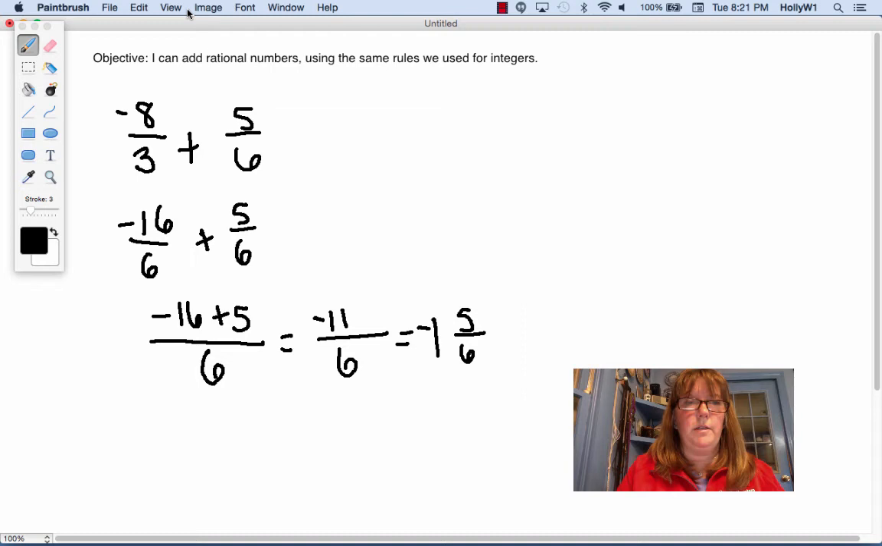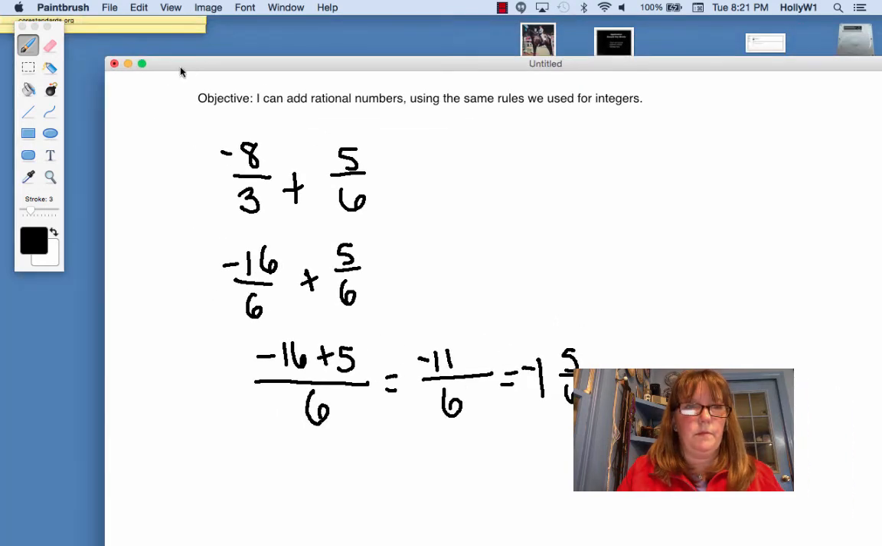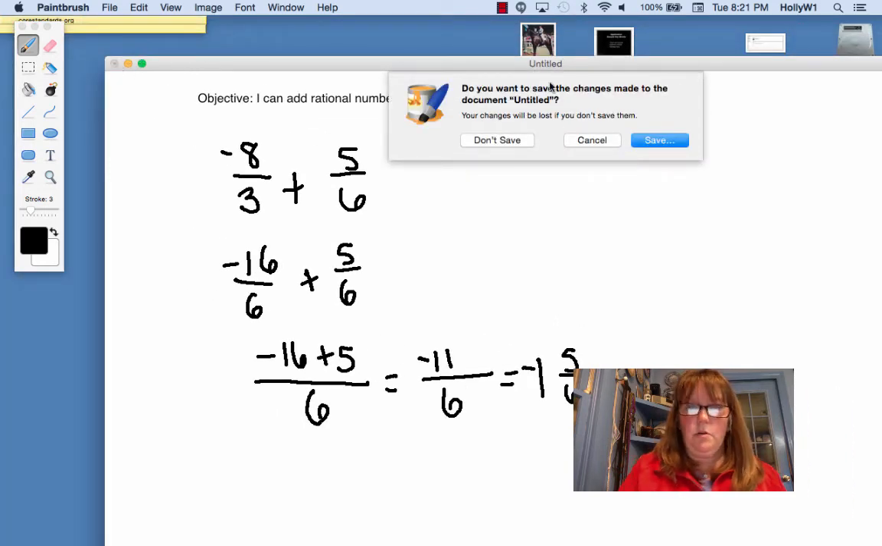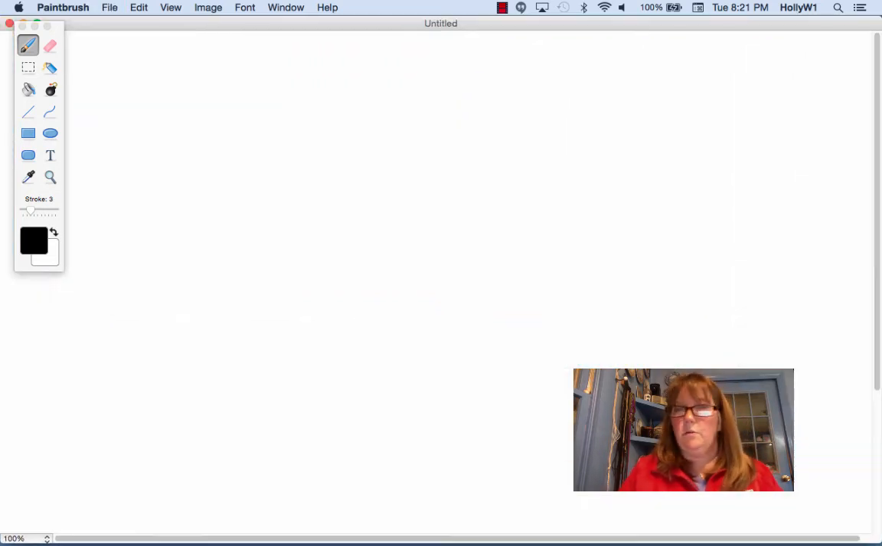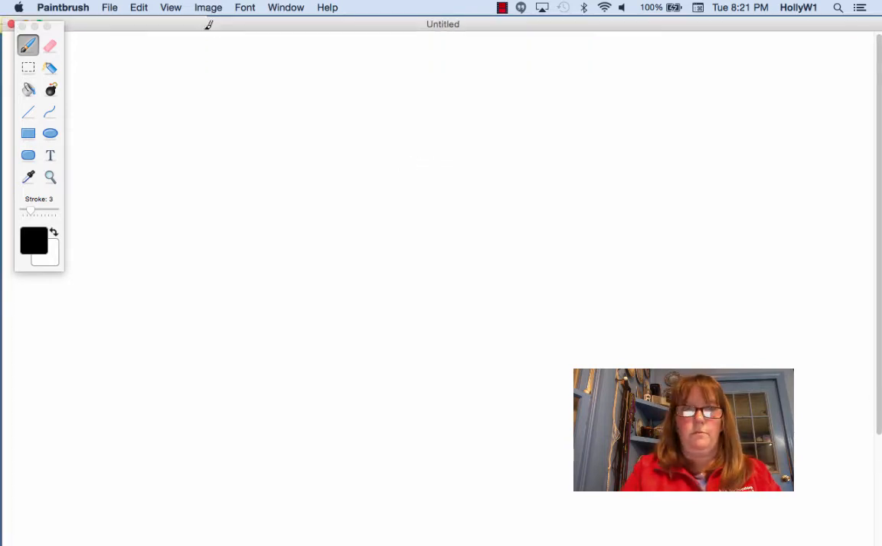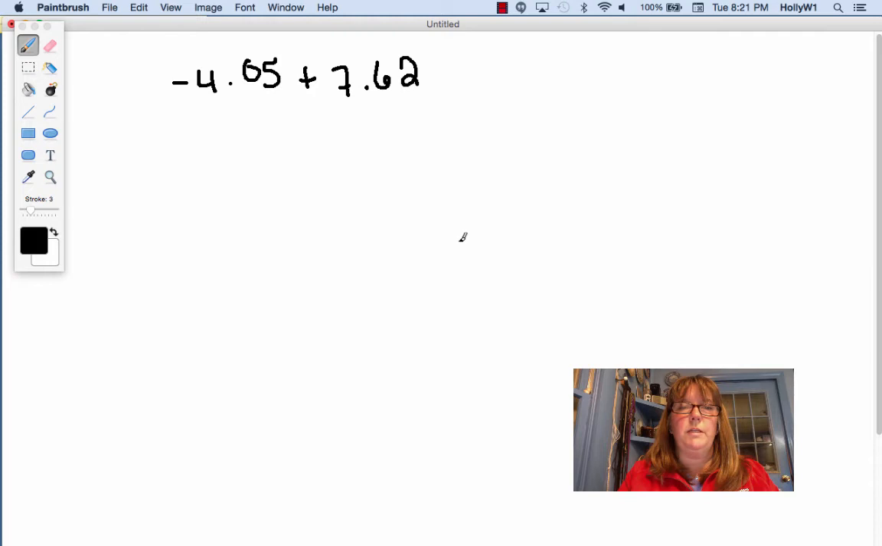Okay, so let's try another example. I think it'd be just easier to create a new one of these. So you have a new tablet. We are going to find the answer to negative 4.05 plus 7.62. We're going to treat these exactly like we treated integers, and we did a little bit of this yesterday when we were working on the activity.